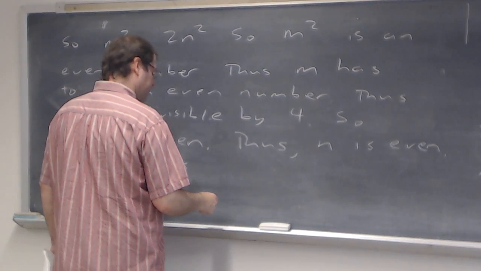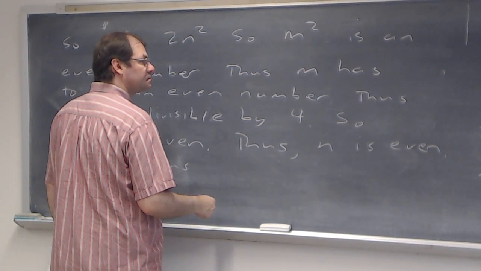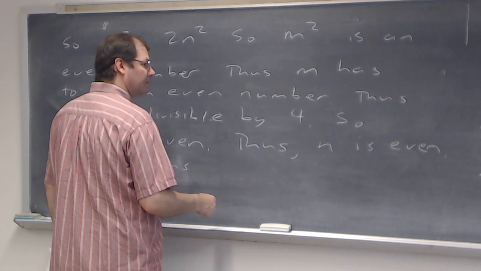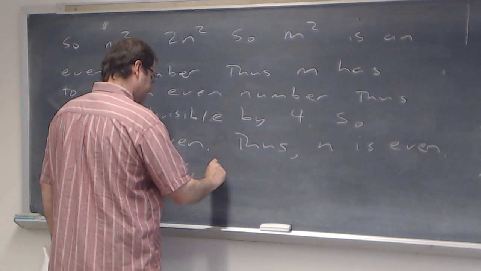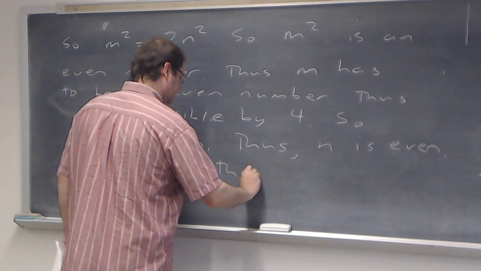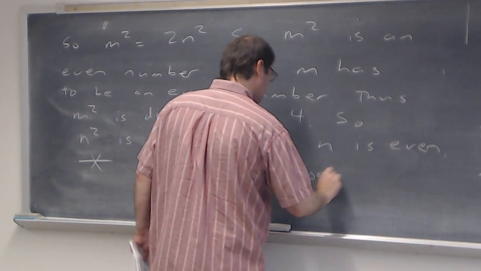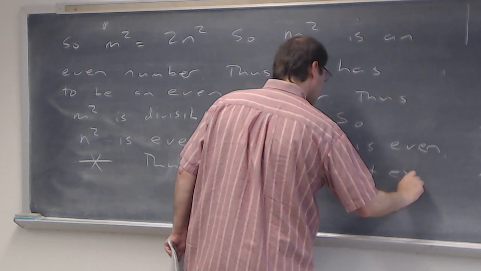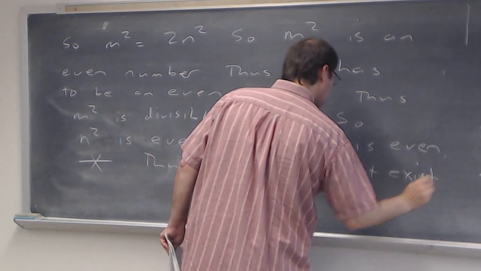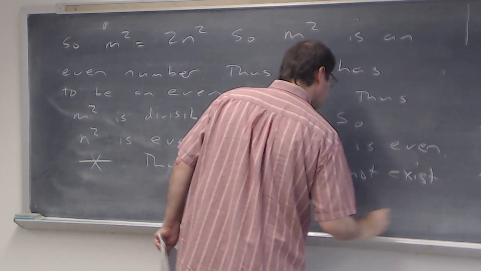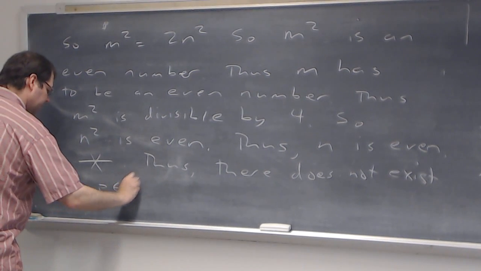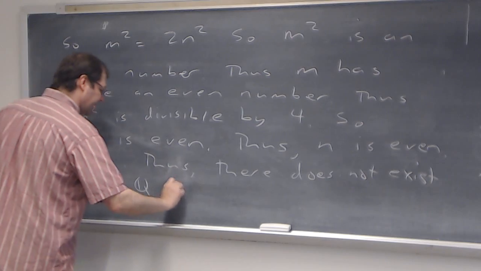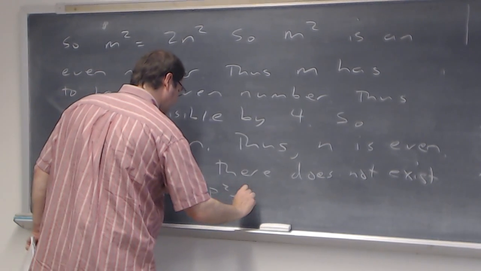What we assumed is that there was a p in Q such that p squared equals 2. Thus, there does not exist a p element of the rationals such that p squared equals 2.